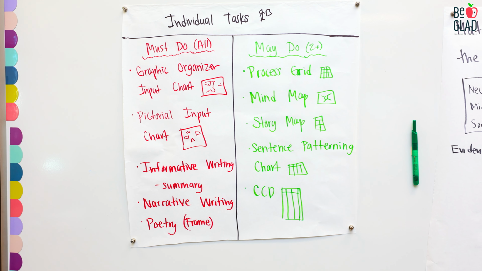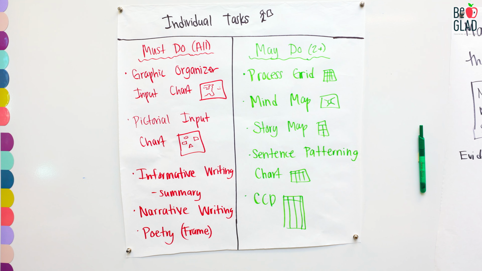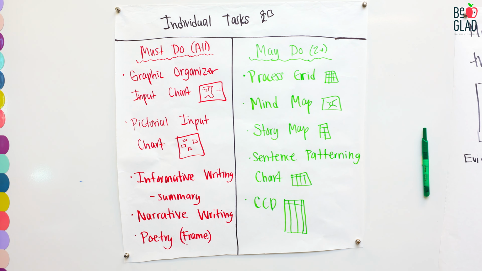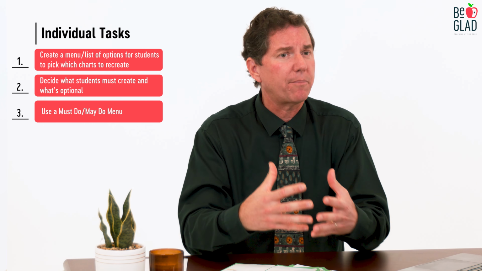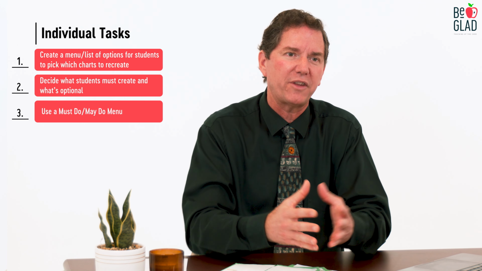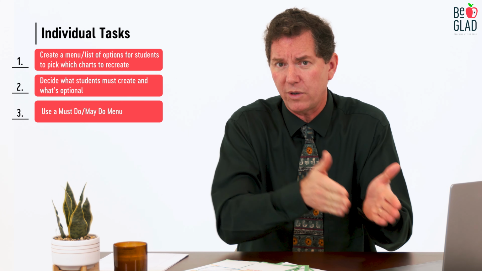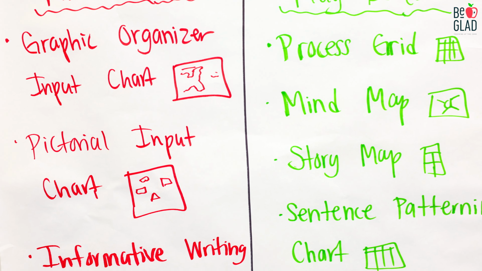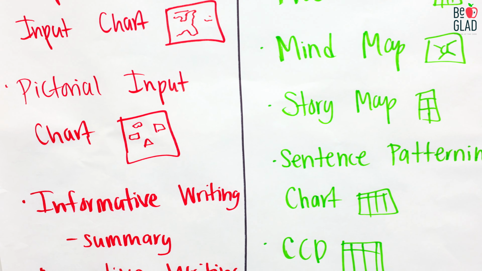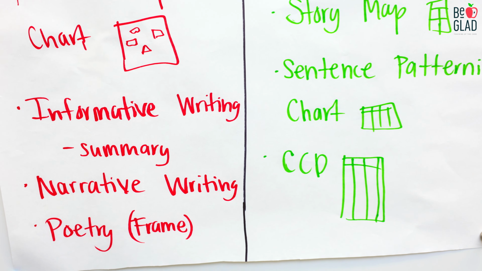One fun way to integrate the individual tasks is to create a must-do and may-do menu for students. For example, you might say to students that they must create these 3 particular charts. Those can be application tasks where students need to create something on their own based on what they've learned. They might extend their learning by researching a new related topic. On the may-do side, you can ask students to choose 2, 3, or more from a list of particular strategies that you want them to include on their individual task and to build into their portfolio.